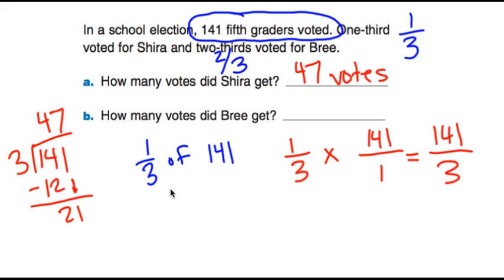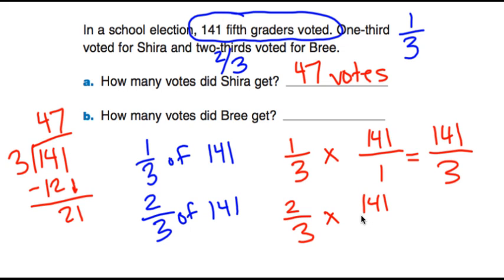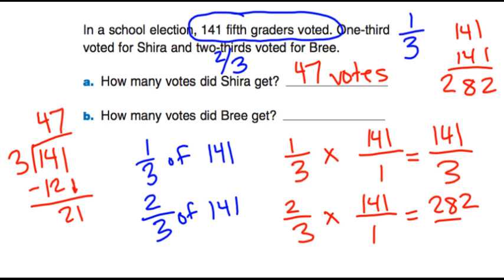set up another problem. 2/3 of the whole, 2/3 of 141, which would look like 2/3 times 141 over 1. So 141 times 2, you can either multiply or just add it twice, whatever you want to do, is 282. And the denominator is 3 times 1 is 3. And we need to simplify because this is an improper fraction. So I'll set up that division problem up here.